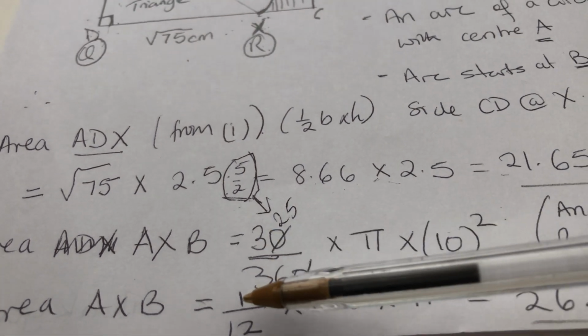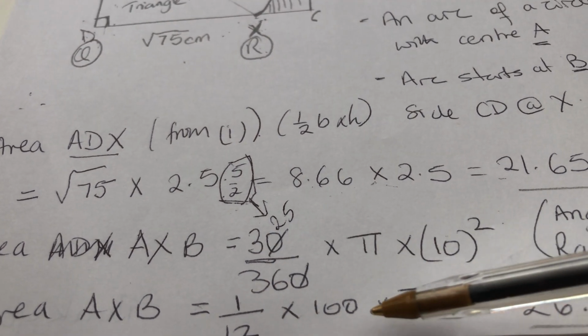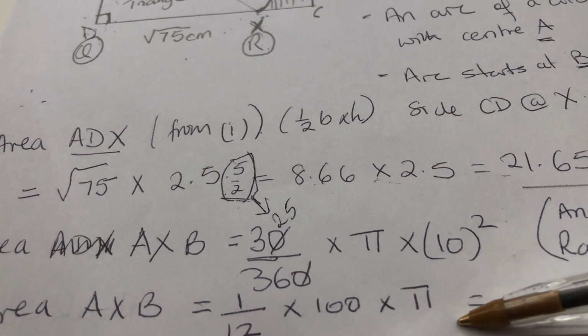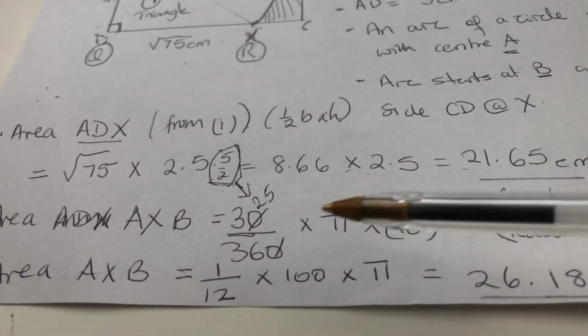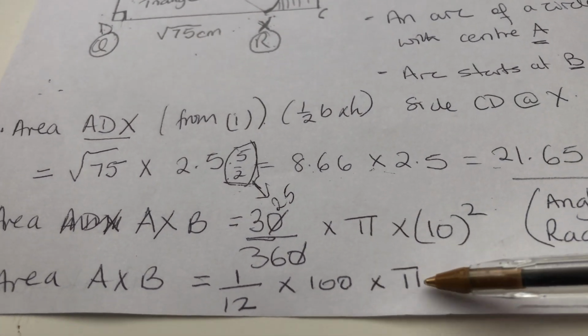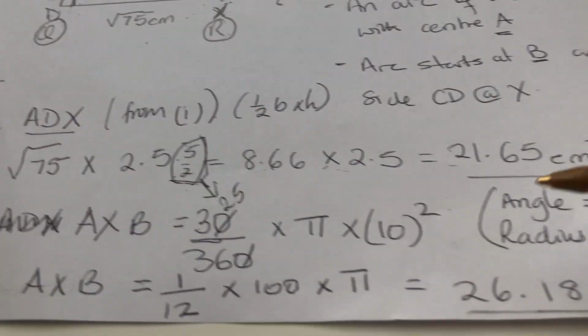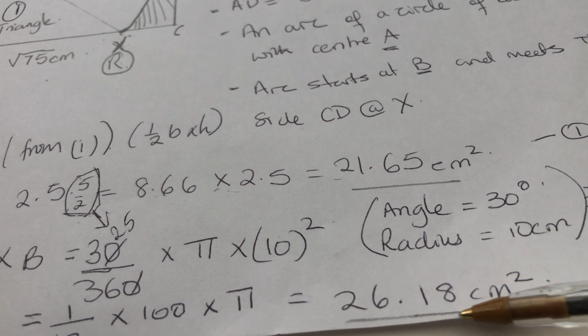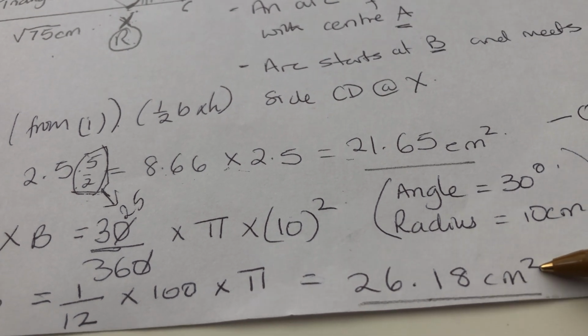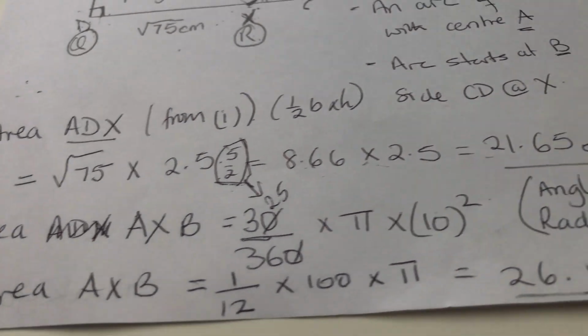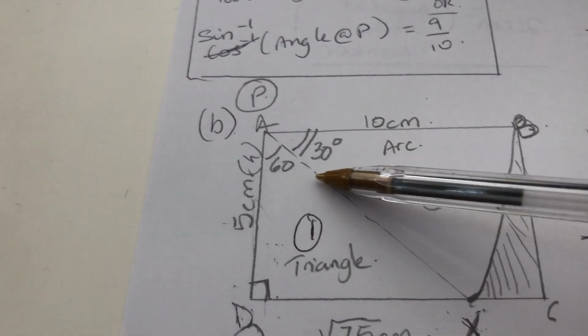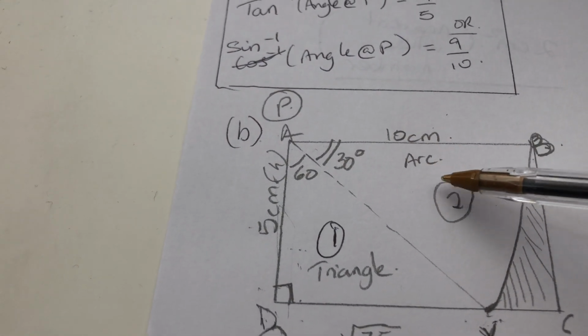Okay, so now we have 1/1200 pi. Now if you do this correctly on the calculator, so 100 over 12 times pi will give you 26.18 centimeters squared to 2 decimal places. So this will be the angle here.